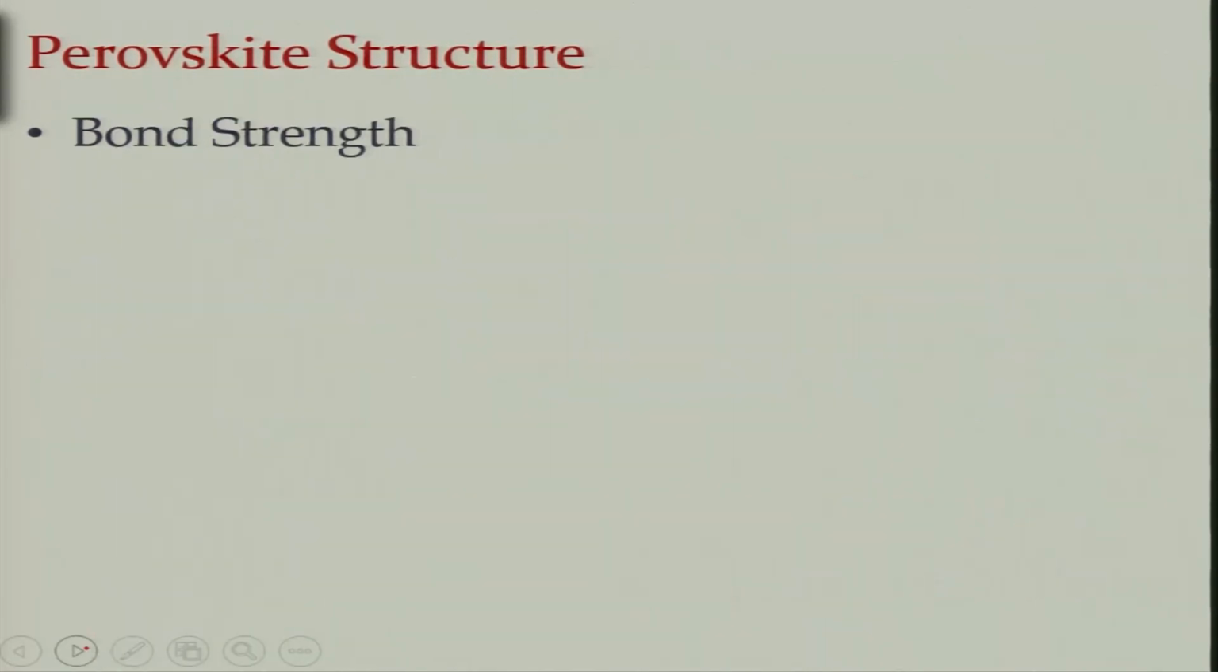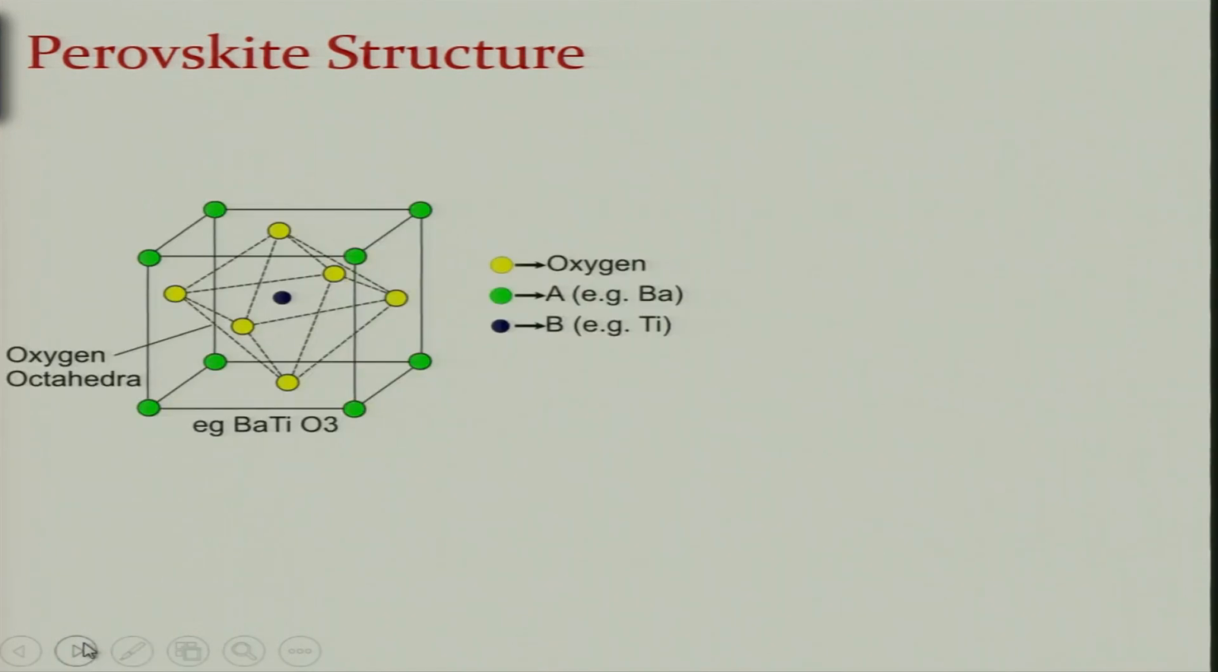So, the way the structure looks is something like this. You can always apply the bond strength to satisfy the chemical stoichiometry and charge neutrality. What you have here is, these yellow ones are oxygen atoms. All the oxygen atoms occupy the face centers. The ideal structure is a cubic structure, but really speaking most of them are not cubic, especially in the ferroelectric state. So, these oxygen atoms occupy the face centers.